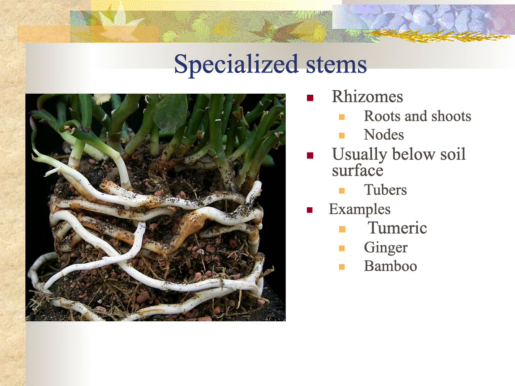All right, I want to shift gears and talk about specialized stems. These are often for reproduction or storage. Different versions of these are common. Here's an example of rhizomes. These are near or just below the ground surface. They can give rise to storage organs like tubers. Some examples of these: bamboo forms these for reproduction. Turmeric and ginger are extracted from rhizomes or tubers and have a lot of value.